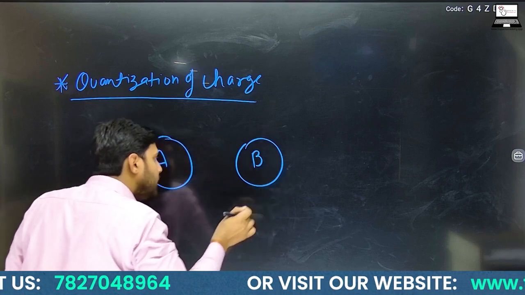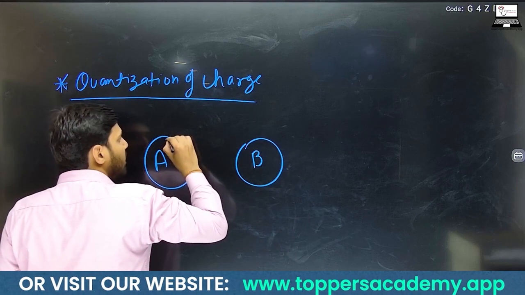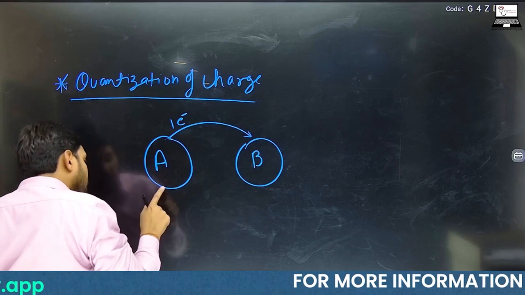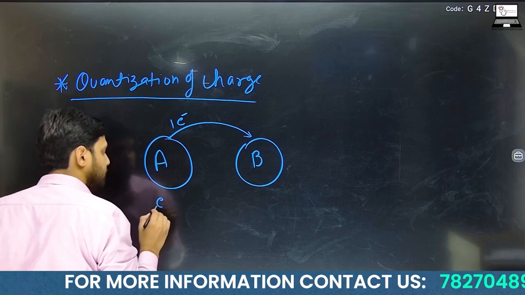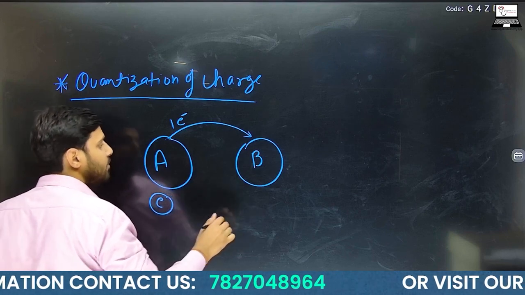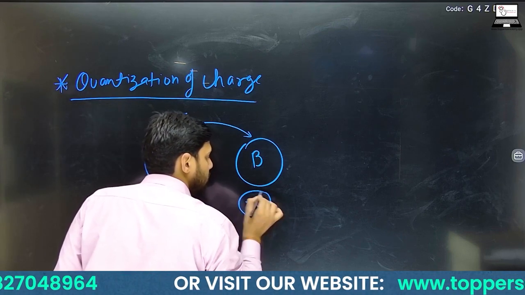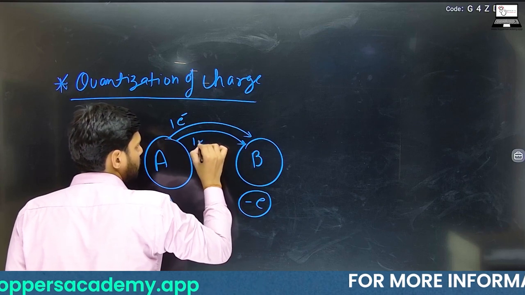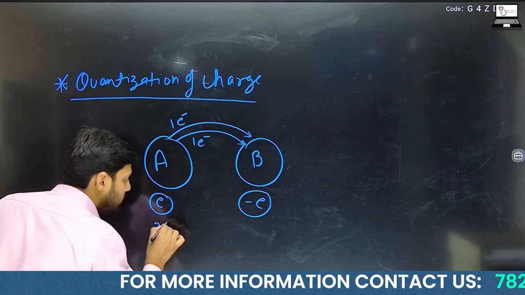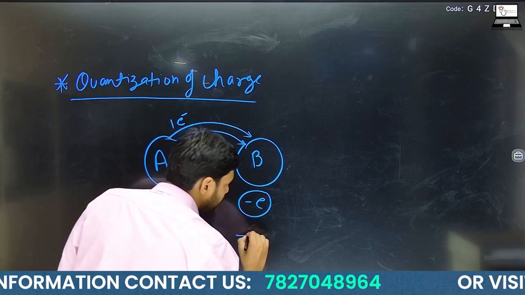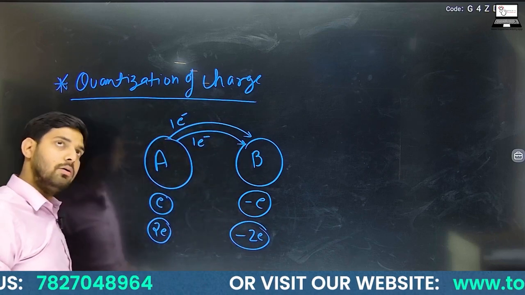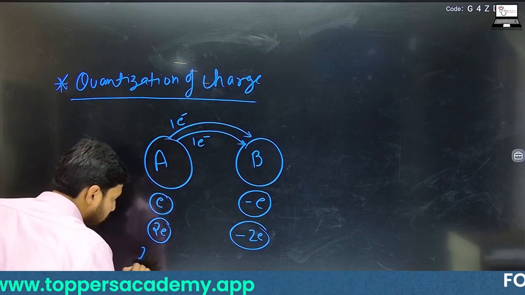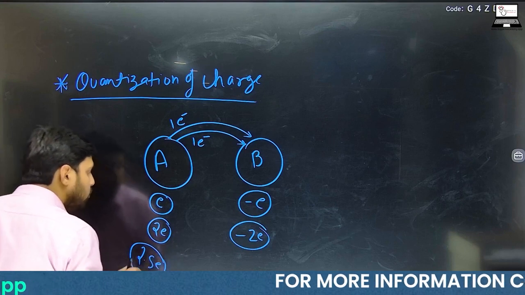Let us suppose we have a body A and a body B, and we need to transfer some charge. If we transfer one electron from here to here, this body will have a plus e charge, and this body will be charged by minus e. Clear? Now in the second stage, let us suppose we transfer one more electron, then this body will be 2e charged and this body will be minus 2e charged. Clear? So what if someone says, I want a charge of 2.5e?